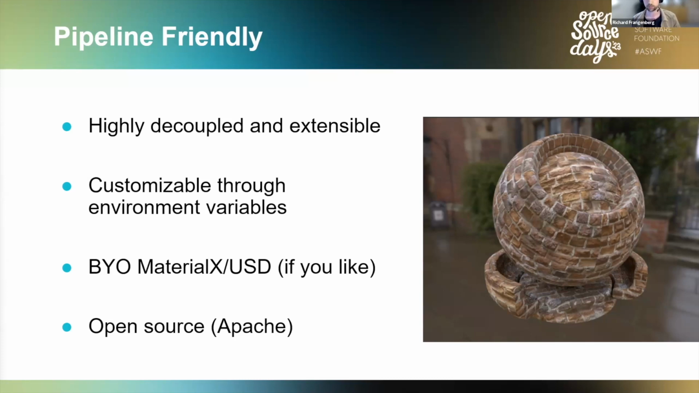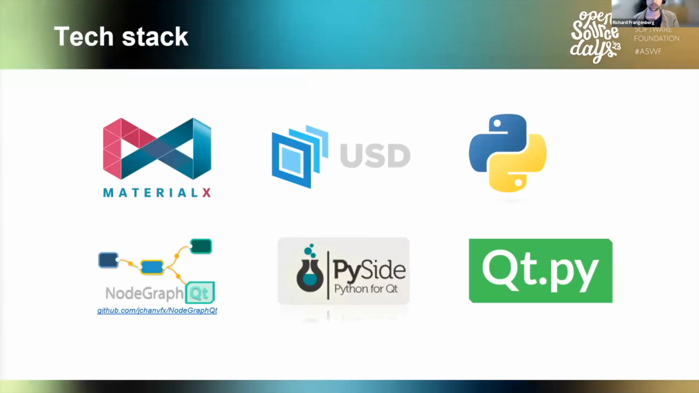Quilts is released under the Apache license, which is a very well-known license for open source projects. So from a legal perspective, it should be very straightforward to integrate Quilts into studio pipelines. Here we can see the different projects which Quilts is based on. Obviously, it's MaterialX, USD, Python, and PySide. And for the node graph itself, we are using the NodeGraphQt project, and we are using Qt.py for being compatible with different PySide versions.